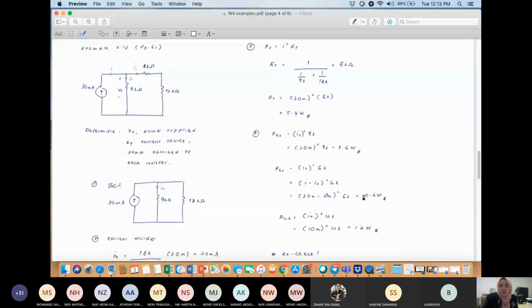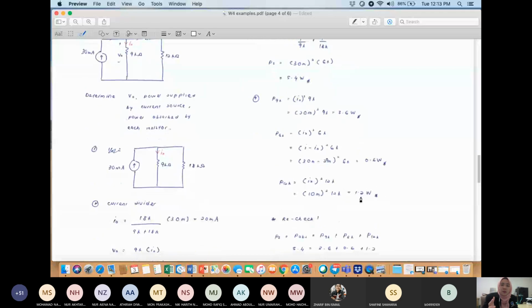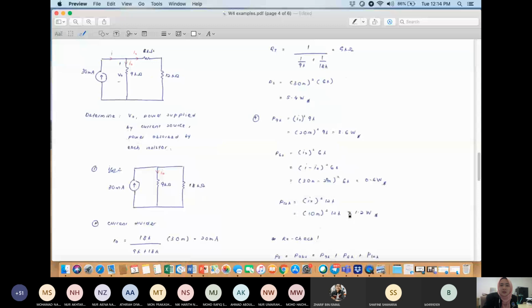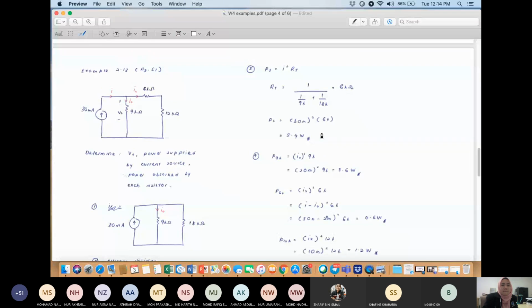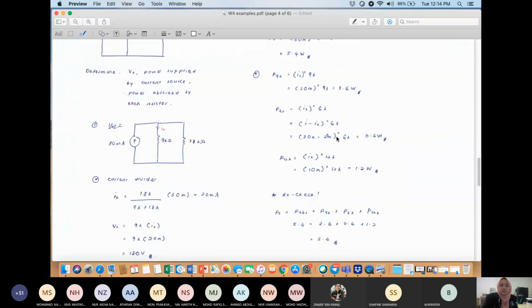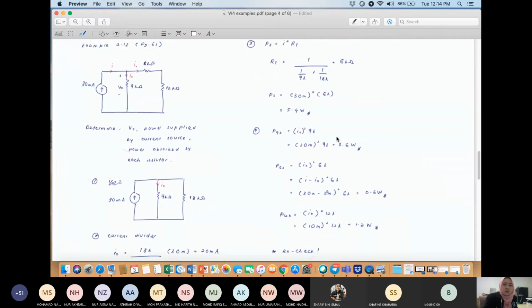So you can recheck whether the power is correct. Basically the PS, the power supplied, should be the same as the total power after you have added the power at 9K, 6K and 12K. So if you recheck, this is 3.6 plus 0.6 plus 1.2, you will get 5.4. So 5.4 is the same as the power at the supply. So basically your answer is this. Example 2.13.